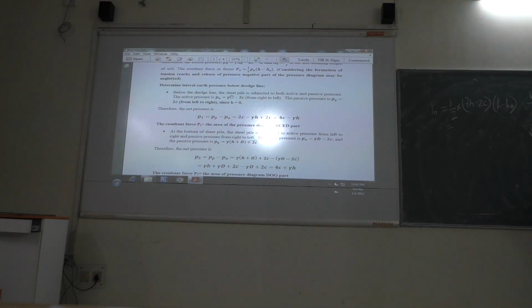But in the cantilever sheet pile, there is a straight line, only inclined. So this point is the fixed point. That means around this point there is a center of rotation. That means the cantilever sheet pile is rotated due to the action of all these active pressures and passive pressures. And this will be the center of rotation.